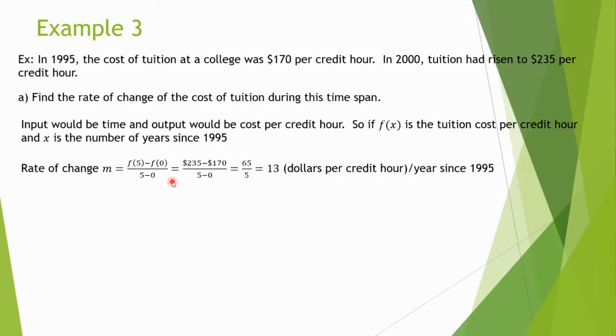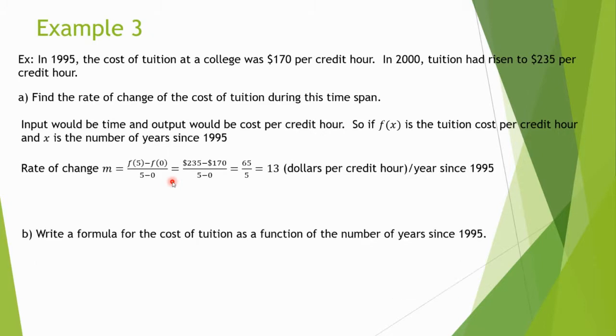Now that we know the rate of change, we can then solve this part, write a formula for the cost of tuition as a function of the number of years since 1995. So I tell you actually to take your input as the number of years since 1995. Okay, so we have the rate of change, and we know it's a linear function because of the rate of change. So it has to be of the form mx plus b.